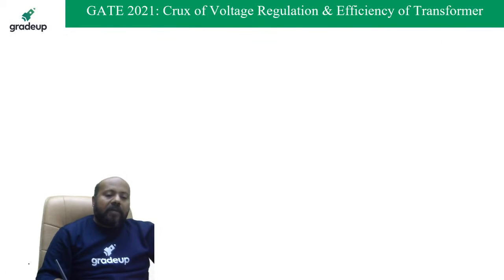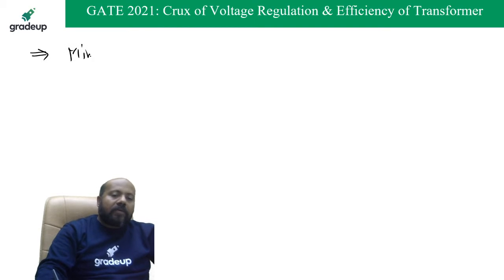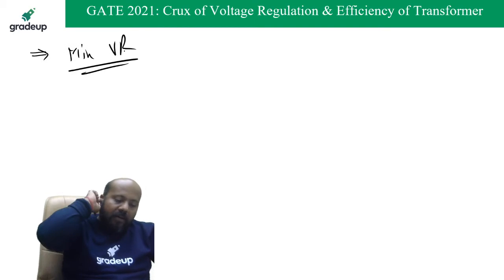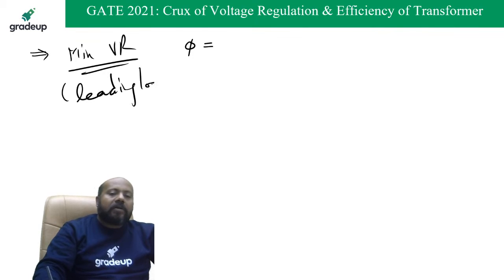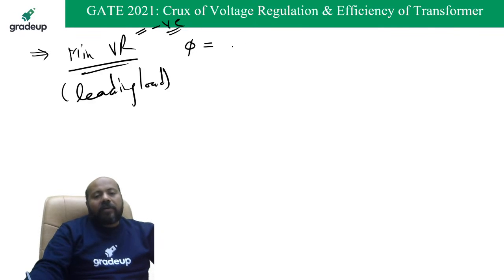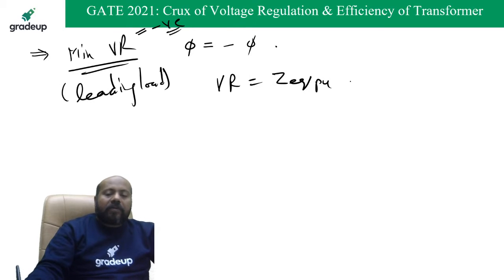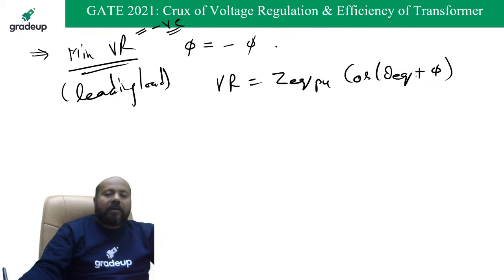Now when you are going to get the minimum voltage regulation, you will be getting it again for the leading load condition, when you are getting a negative value of voltage regulation. So again, phi you have to change with minus phi. Are you getting this? So what is the voltage regulation you are writing? Z equivalent per unit cos of theta equivalent plus phi. For the leading case you have to change phi with minus phi.